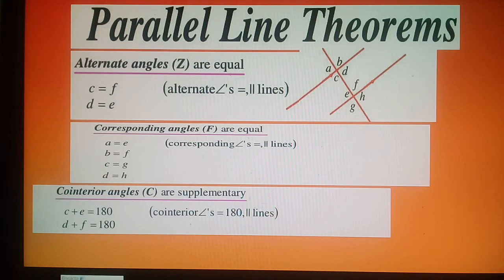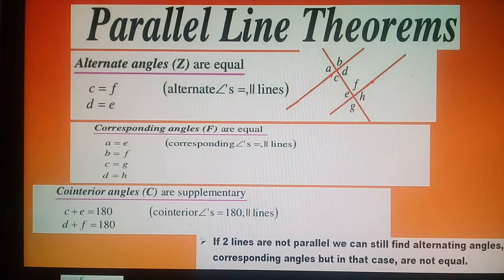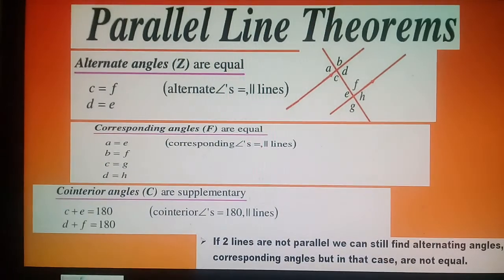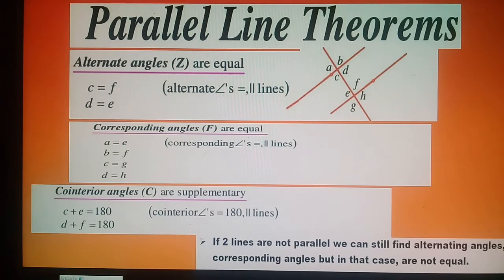Now, what you have to know is that if two lines are not parallel, we can still find alternating angles and corresponding angles, but in that case, the alternating angles are unequal. If we have two lines that are approaching each other, then the lines are not parallel as such; they may look like they are parallel but are not.